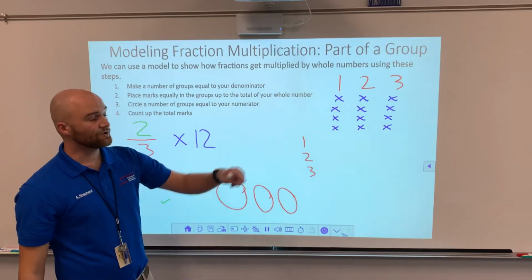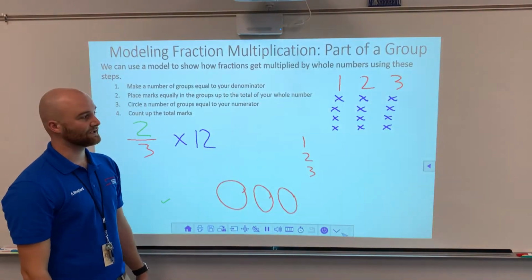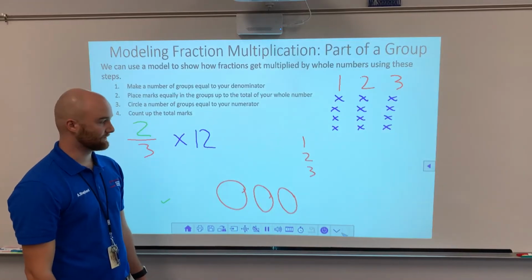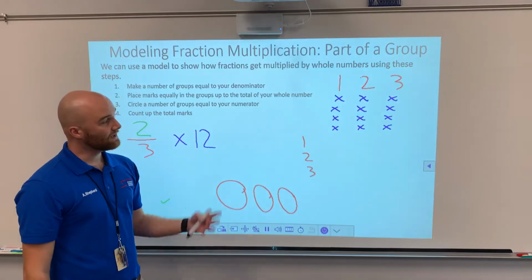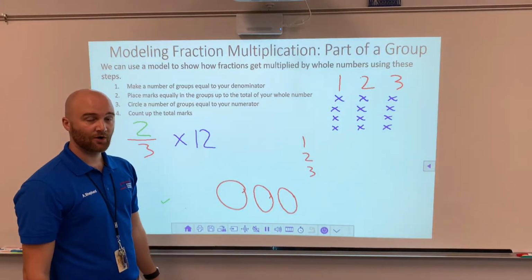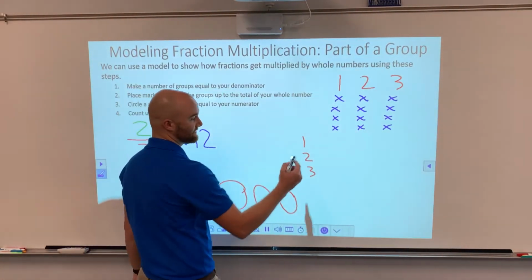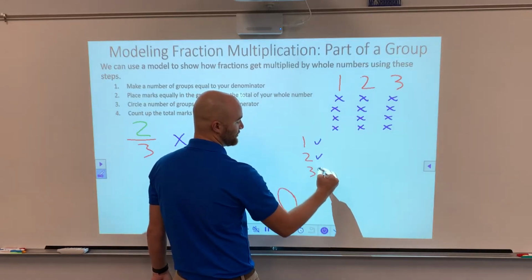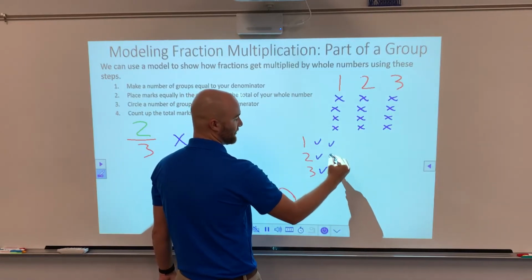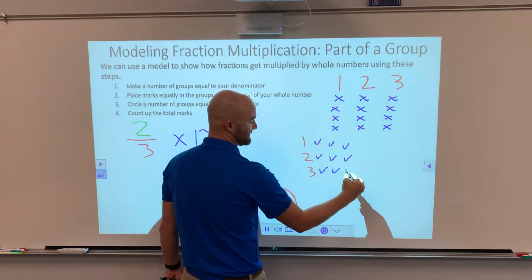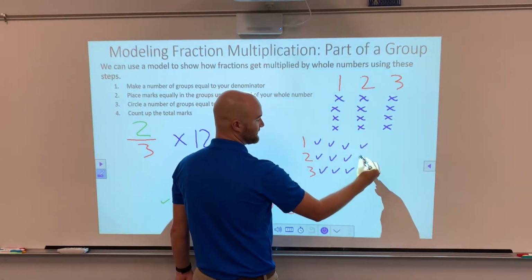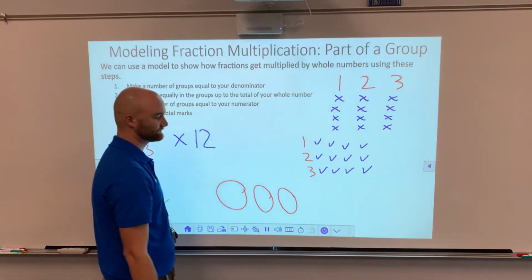You can see that each of those groups has the exact same amount in them because I spread them out equally. If I wanted to do it as rows, I could do it across as well, and I don't have to use X's. I can use whatever kind of mark I'd like. So this time let's use checks. I've got 1, 2, 3, 4, 5, 6, 7, 8, 9, 10, 11, 12.